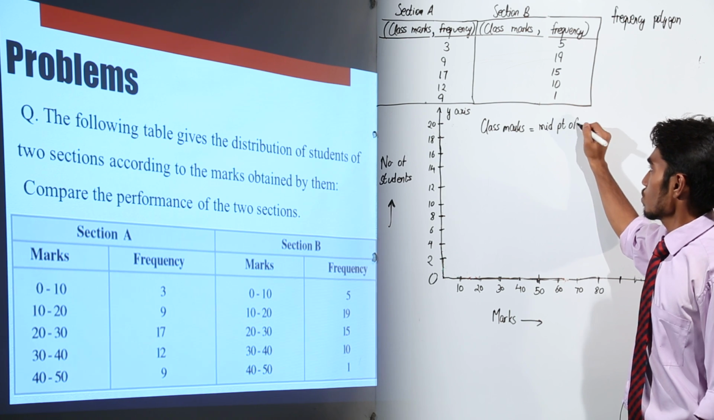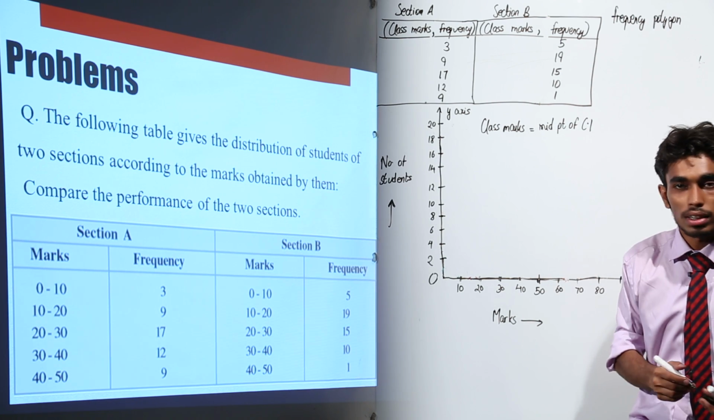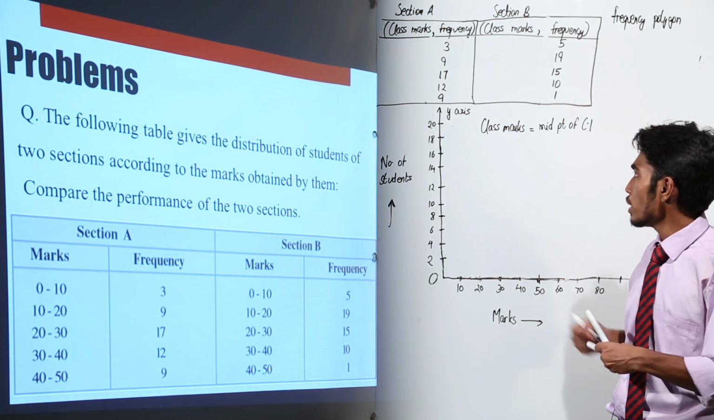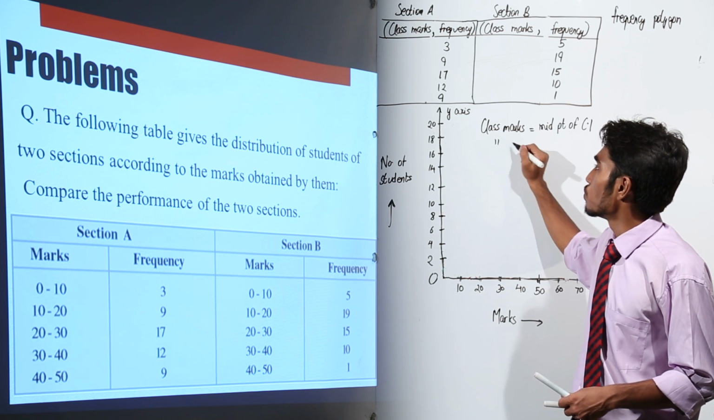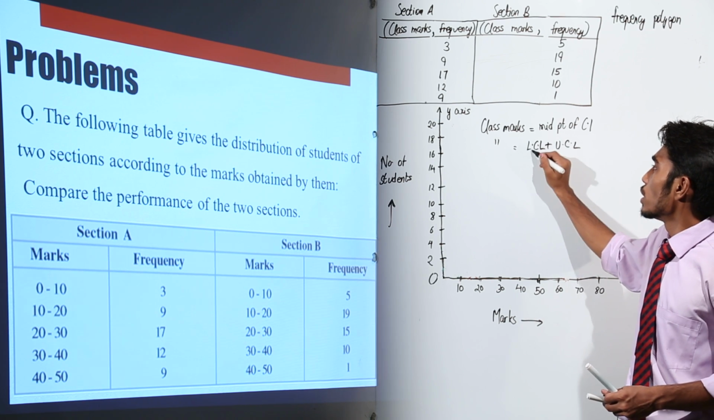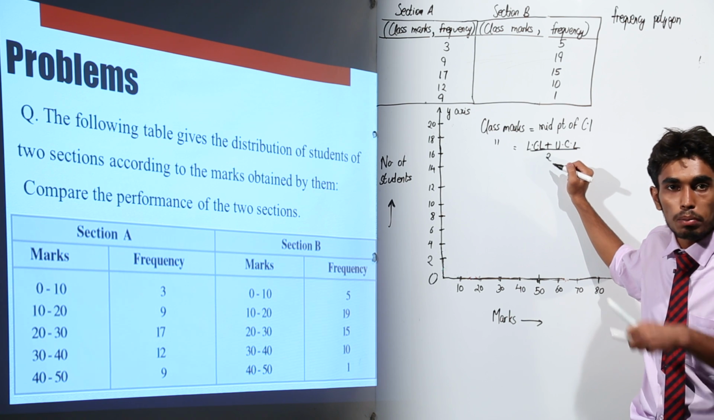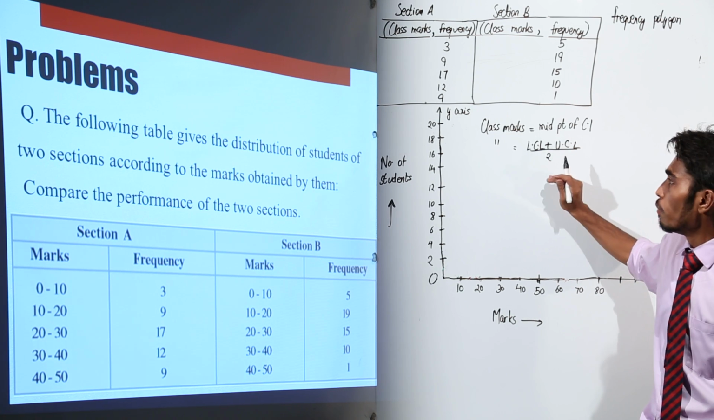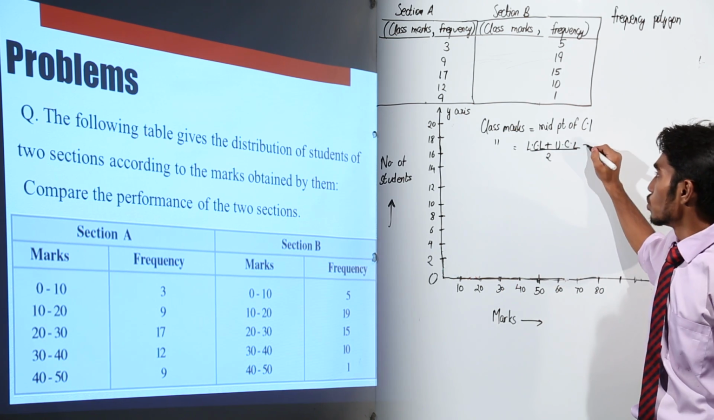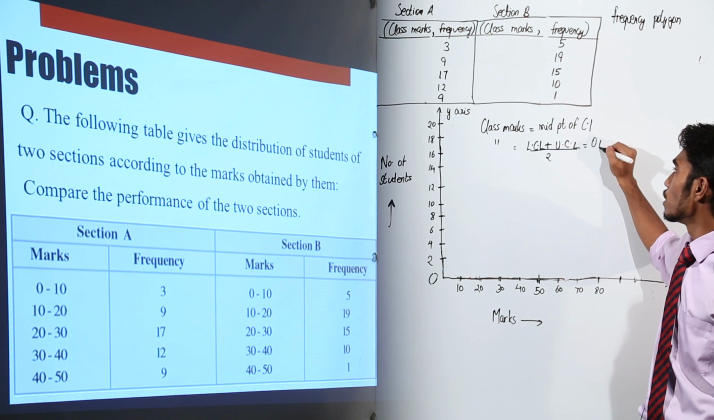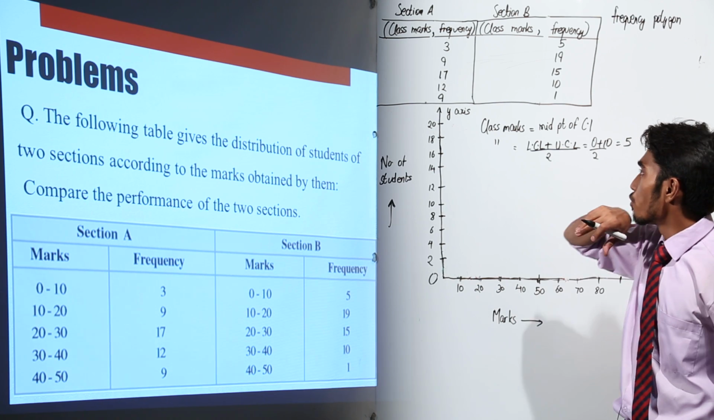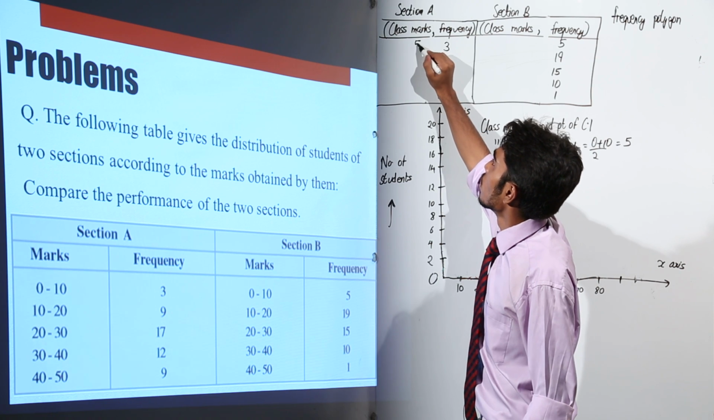CI stands for class interval. So I have the first class interval as 0 to 10. What will be the midpoint? The class mark will be LCL, that is the lower class limit, plus the upper class limit, divided by 2. The lower class limit plus the upper class limit divided by 2 will give the average or the midpoint of the class interval, which is nothing but the class mark. Substituting the values, we get 0 plus 10 divided by 2, which is equal to 5. So our first class mark is 5.